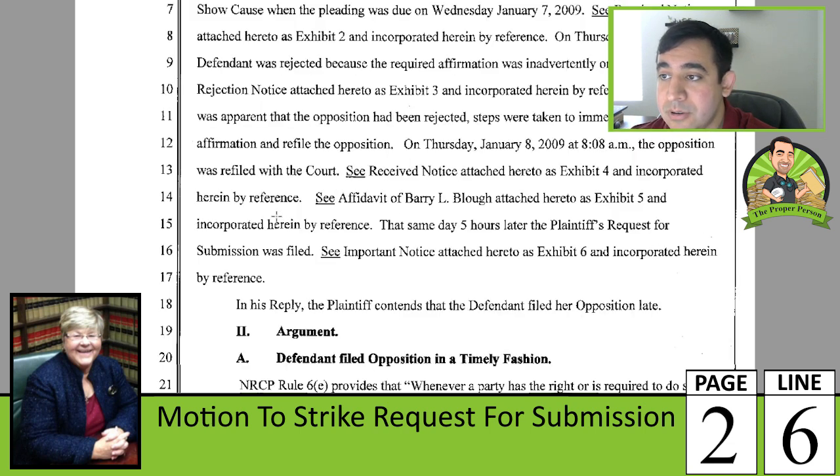Scrolling a little bit further down, she indicates that once she realized it was rejected, she attempted to refile it. These exhibits here that are being referenced are attached to this motion. We're going to go through them in a lot more detail when we actually get to them, but for now we're just going to take everything as granted, as true. And like I said, we'll get down to those in a second.